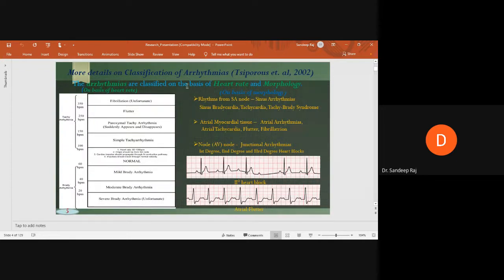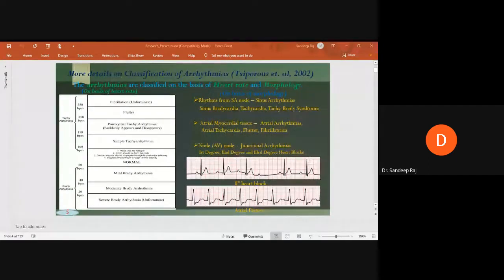So classification of arrhythmias, how are they classified? They are classified on the basis of two factors. The first is the heart rate, the second is the morphology. In the case of heart rate, as I have said, what is normal varies from patient to patient. So we consider, as per some of the journals and literature, if the heart rate is between 60 beats per minute and 100 beats per minute, we say that the heart is working normally.